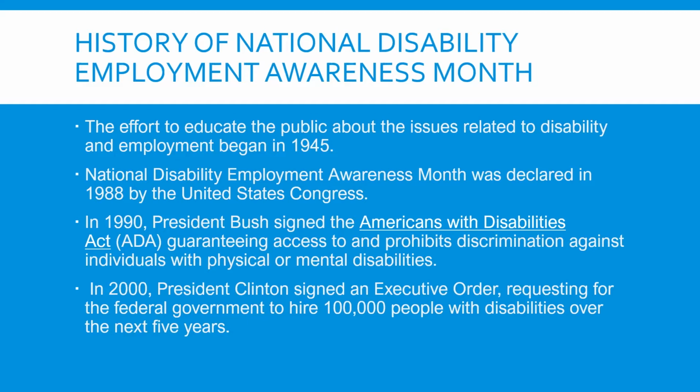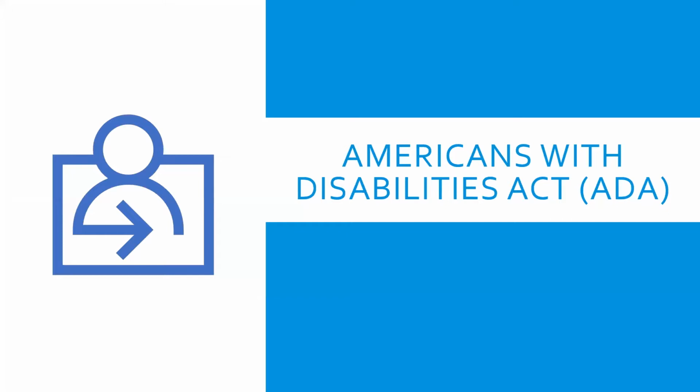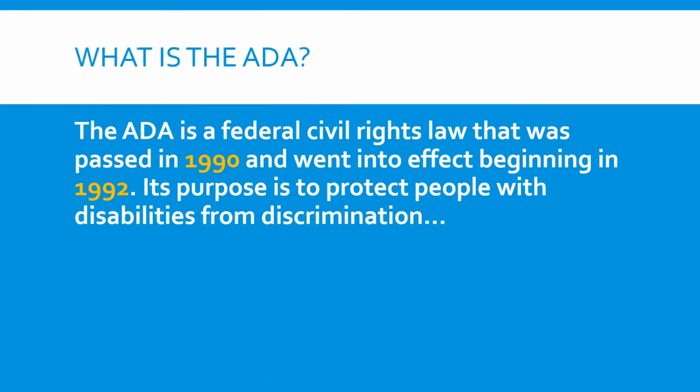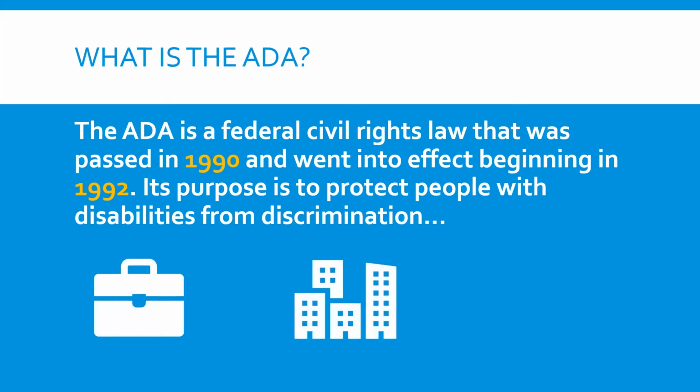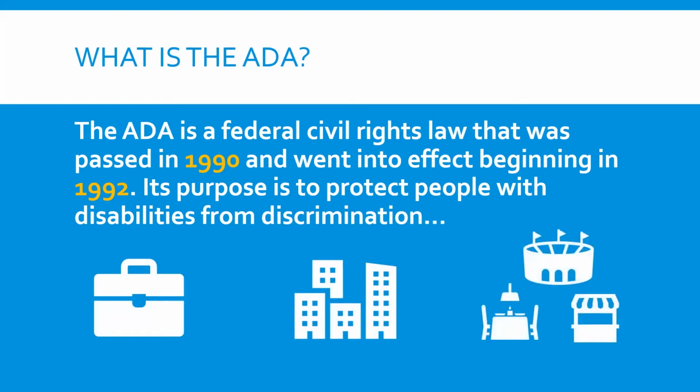But before we get ahead of ourselves, let's back up and learn more about the ADA. The Americans with Disabilities Act, otherwise known as the ADA. What is the ADA? The ADA is a federal civil rights law that was passed in 1990 and went into effect beginning in 1992. Its purpose is to protect people with disabilities from discrimination in employment, in programs and activities offered by state and local governments, and in accessing the goods and services offered in places like stores, hotels, restaurants, football stadiums, and so on.